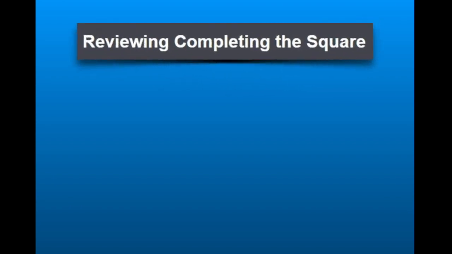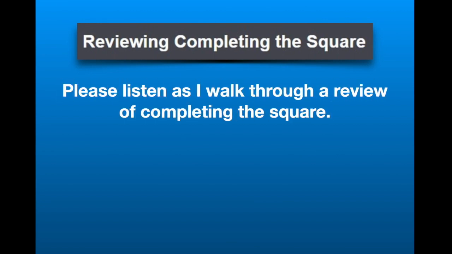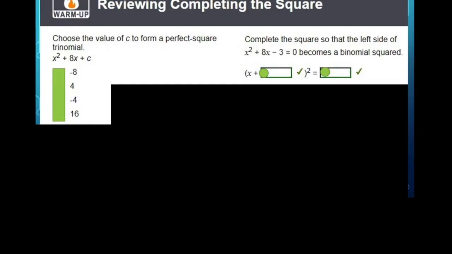So first thing I would do on a typical day is do some review. Today we'll review completing the square, which is something you've learned recently if you're caught up and where you're supposed to be. So please listen as I walk through a review, or actually I have 3 examples I want to go through. This is an Edgenuity question. Choose the value of c to form a perfect square trinomial. We're looking for the value of c there. If you are excellent at completing the square, you already know the answer, but please stay with us.